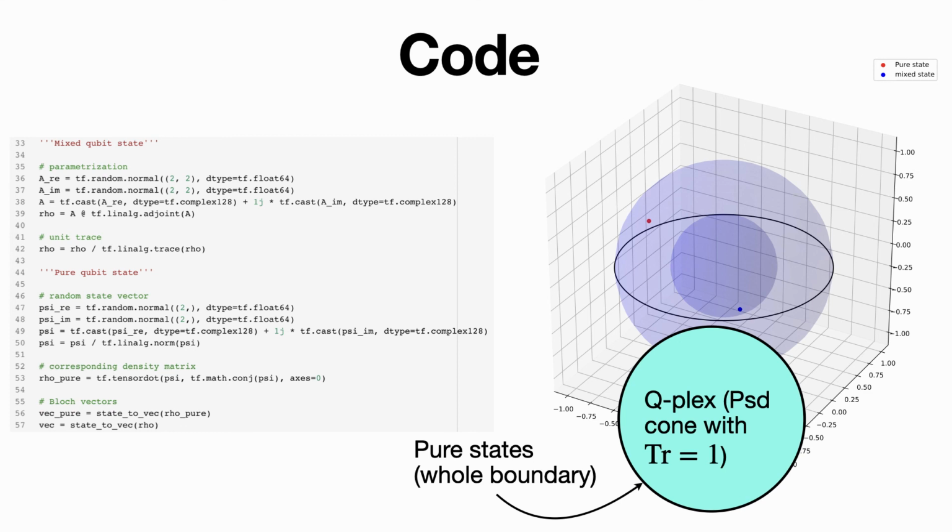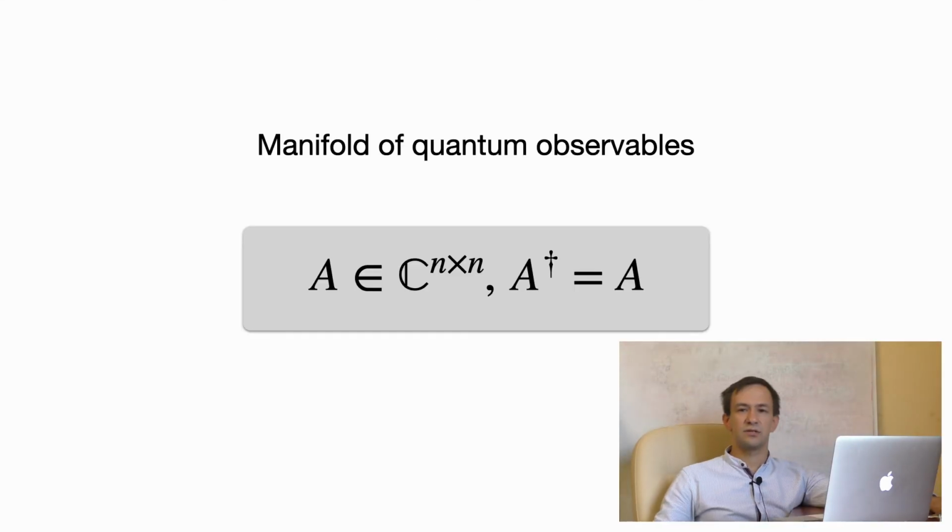To summarize, a linear space of n by n complex valued Hermitian matrices is definitely a smooth manifold and can be integrated into a Riemannian optimization framework.